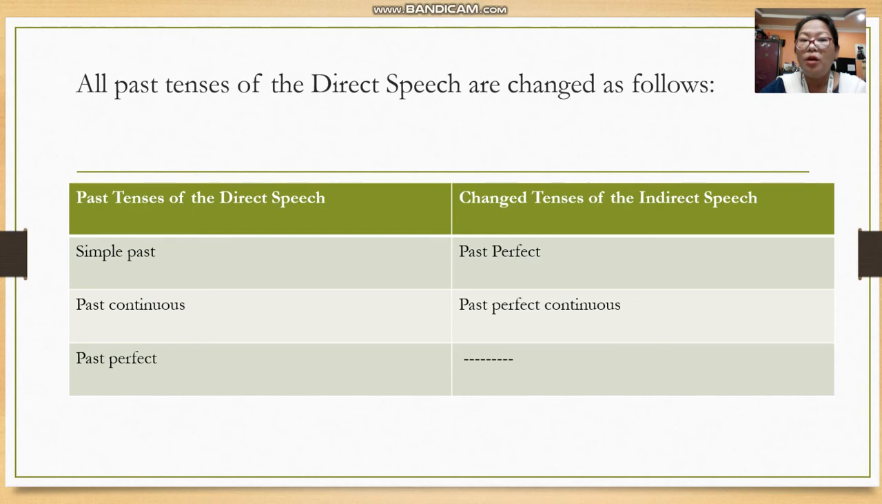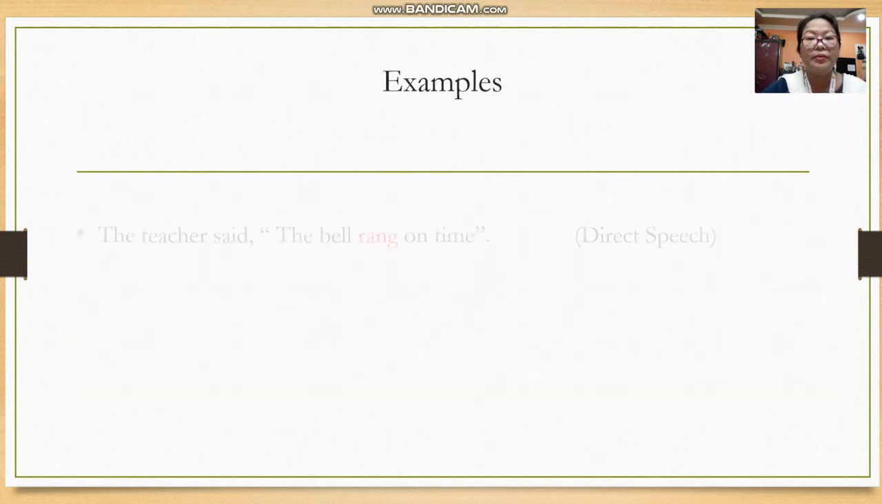Then how are all the past tenses of the direct speech changed? Simple past, now this is the direct speech column and this is the indirect speech column. Simple past will become past perfect. Past continuous will become past perfect continuous. But past perfect will not change. Now let us understand with some examples.